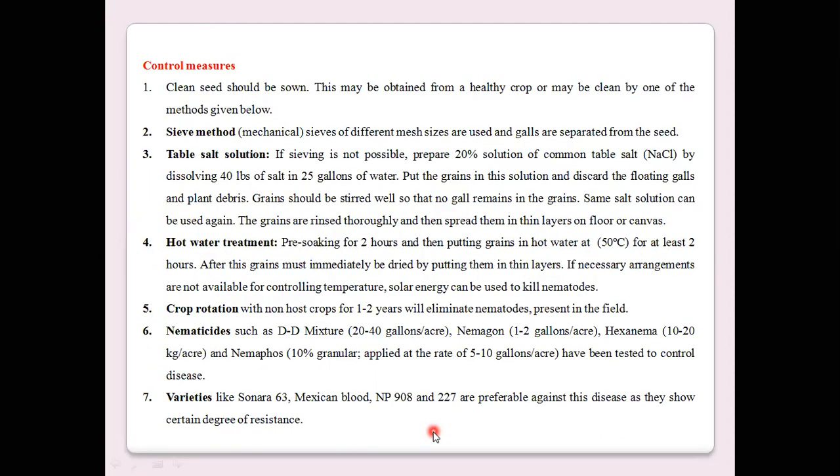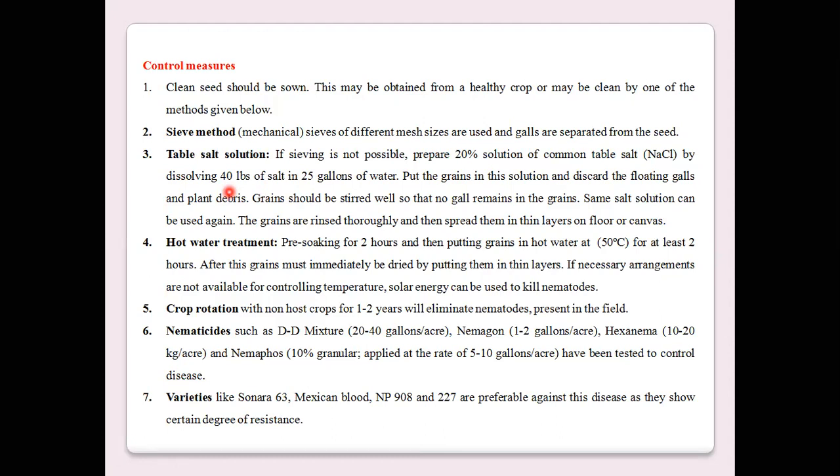Okay, then the last one, that is control measures, that is cleanness. Seed used for sowing should be healthy seed collected from a disease free wheat plot. Suppose before using seeds for planting purposes, these seeds were collected from infected plants. So these healthy seeds and infected seeds, meaning galls, may be mixed together.